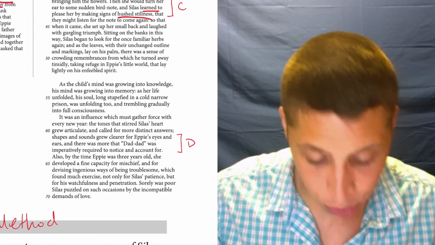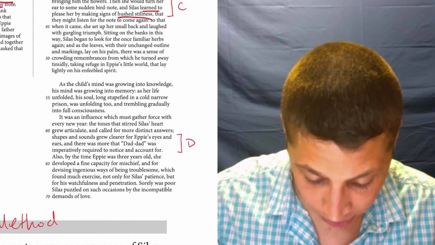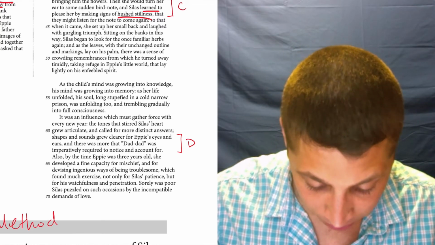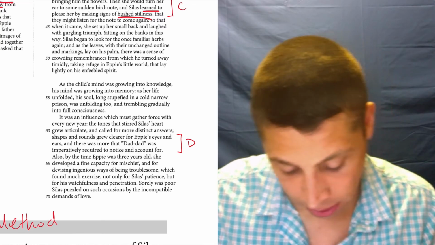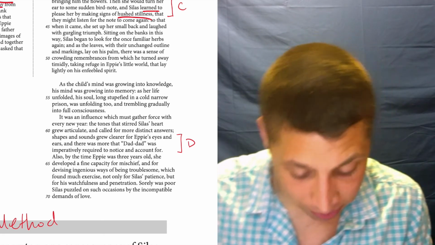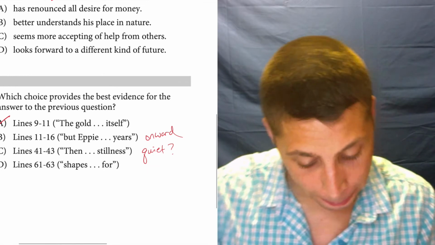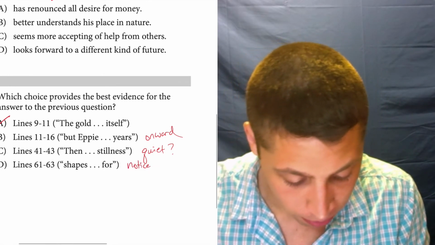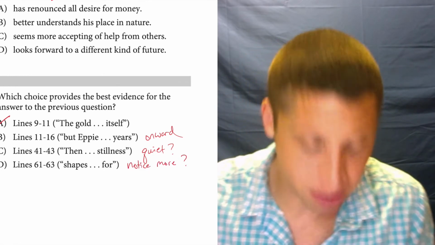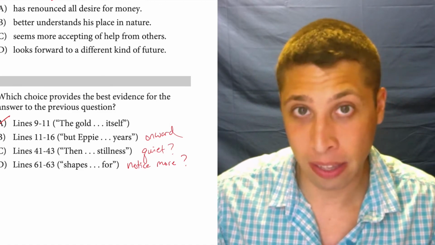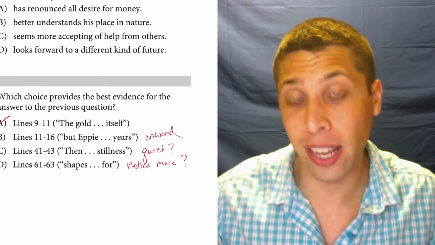Shapes and sounds grew clearer for Epi's eyes and ears, and there was more that Dad was imperatively required to notice and account for. So, okay, one consequence is that he's noticing more things. I don't know. This seems to me to be more about Epi than it is about Silas, but you can see, like, I can kind of make it fit.